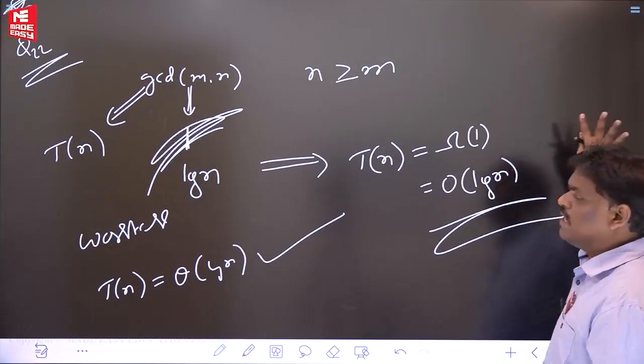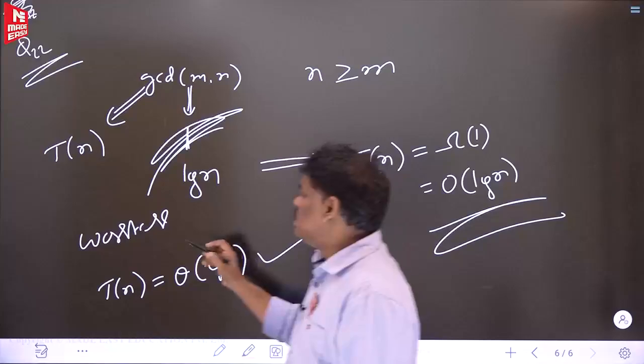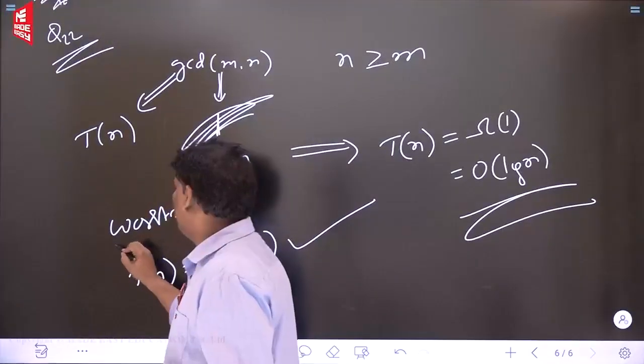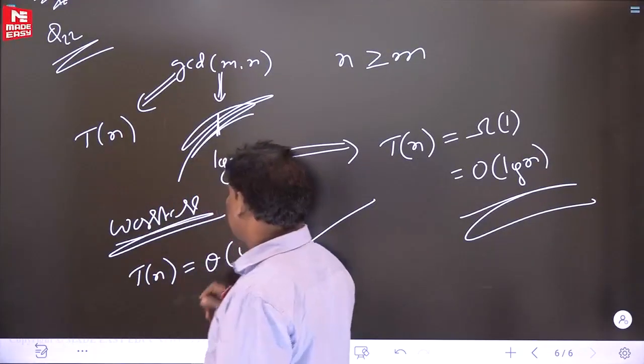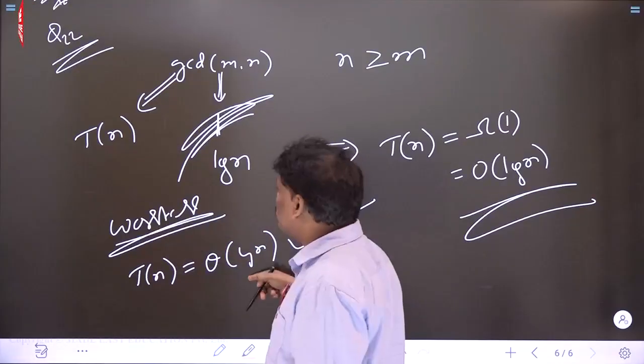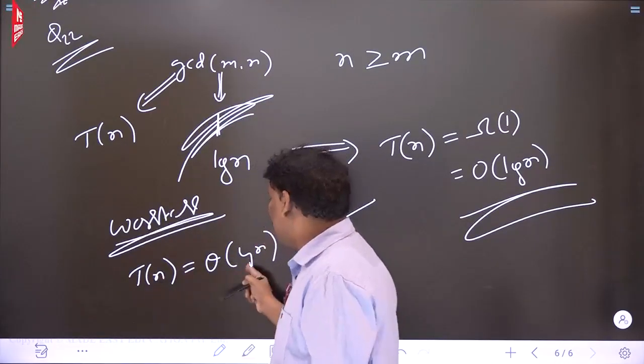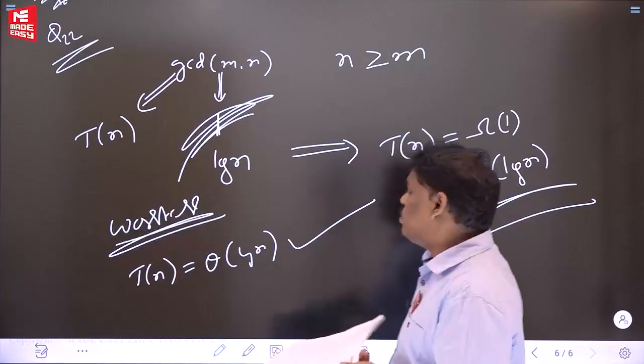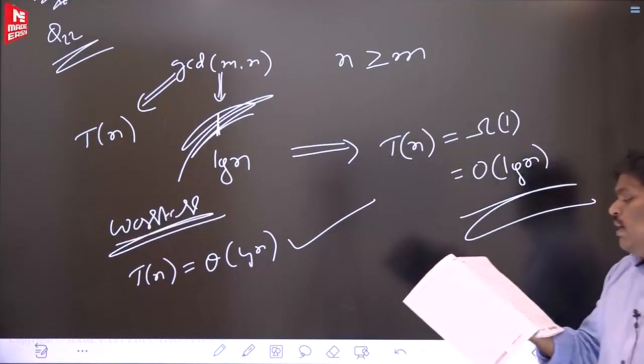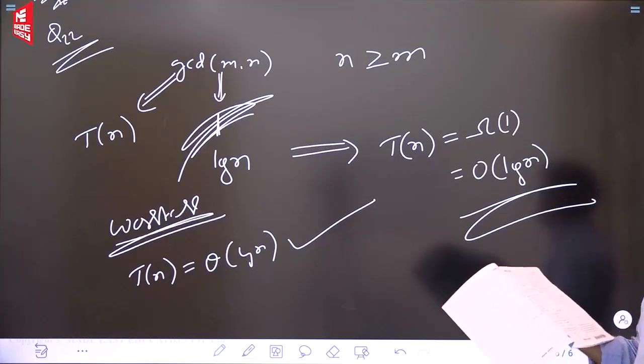But no option is matching like that. So in the question, write somewhere worst case, then the answer is this. When you write the worst case, T(n) has only one choice, log n. So T(n) is log n, which is theta of log n. For question number 22, the answer is going to be A with a small modification: you keep worst case.